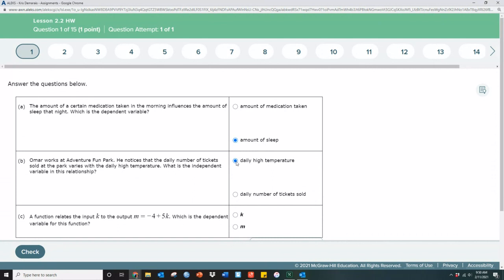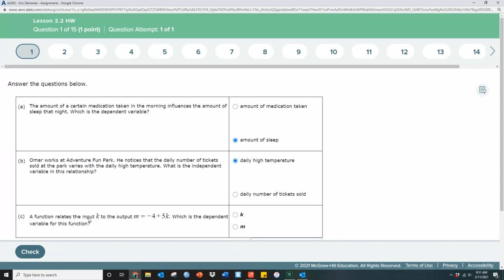All right. Now, this next one, I want to tell you, anytime you're looking at input, the input is going to be your independent variable. So the function relates input K to output, and then the output is going to be that entire function. So the output is going to be the M value when you put in the input. So what is the dependent variable in the function?